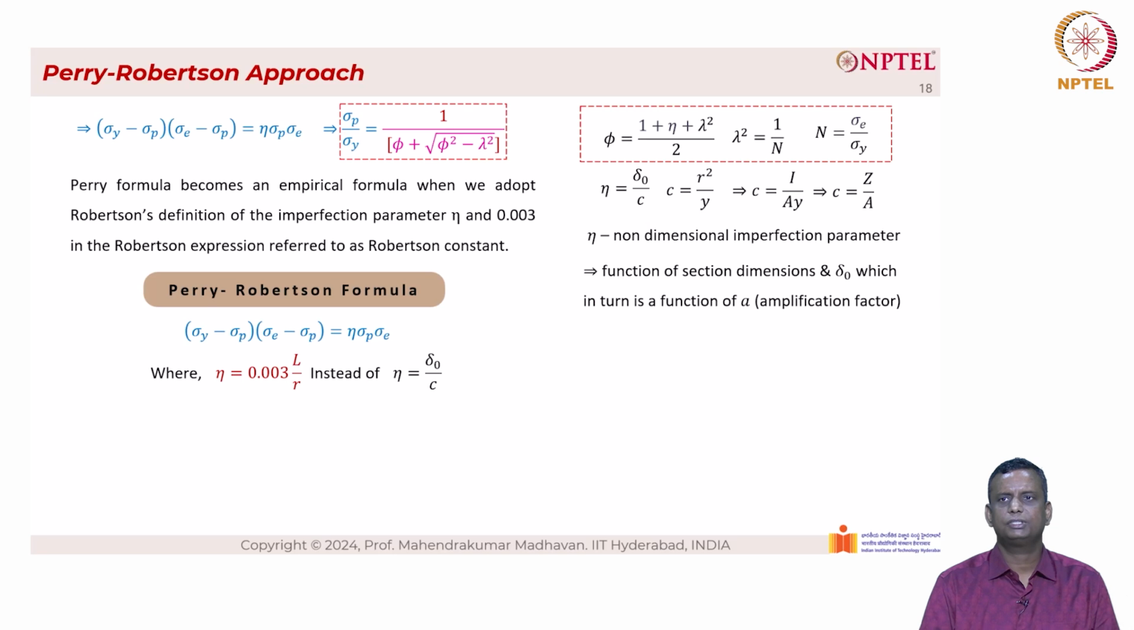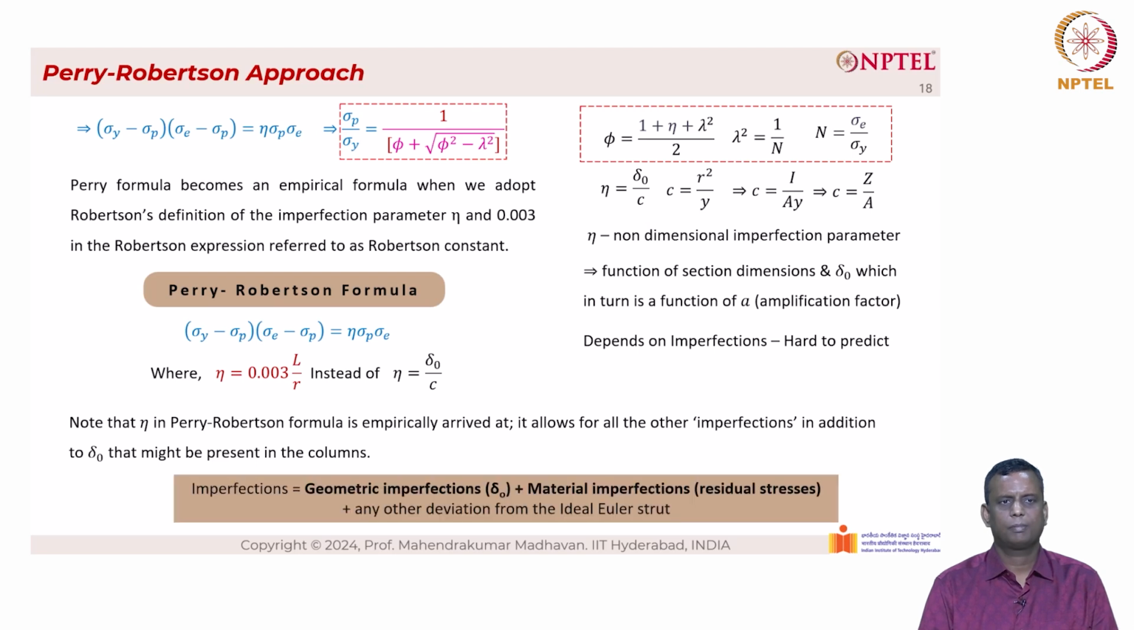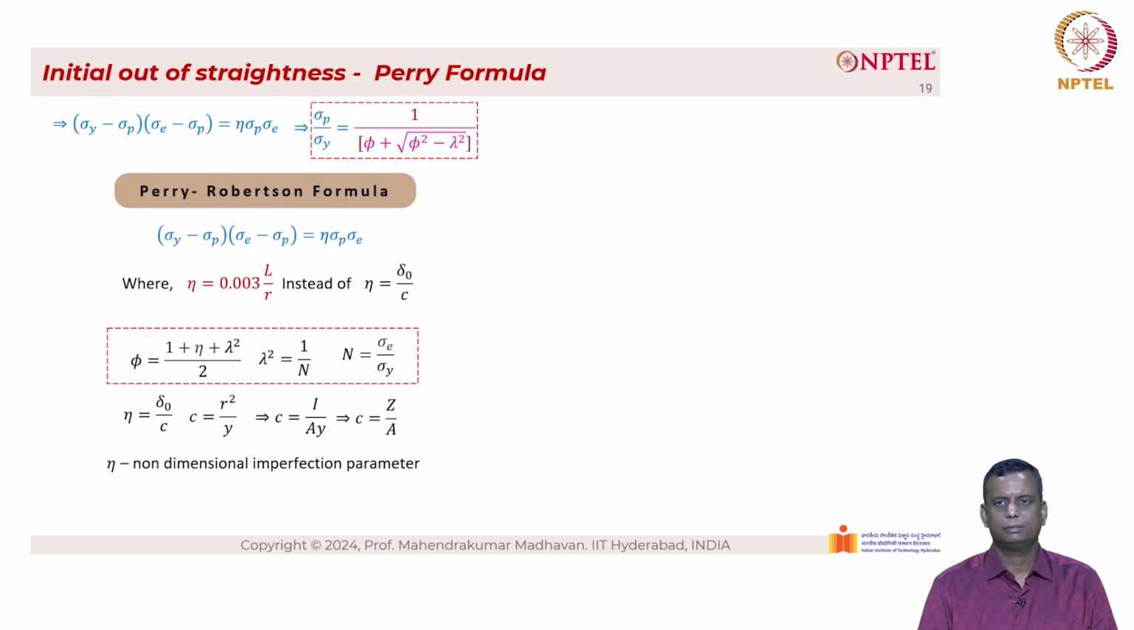which in turn is a function of A, which is the amplification factor. So this depends upon the type of imperfections and the magnitude of imperfections, which is very hard to predict. So note that eta in Perry-Robertson formula is empirically arrived at, and it allows for all other imperfections in addition to delta naught that might be present in the columns. So the imperfections is equal to geometric imperfections, which is delta naught, plus material imperfections as a result of residual stresses, plus any other deviation from the ideal Euler column strut.